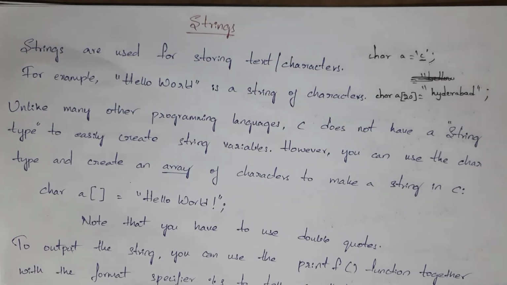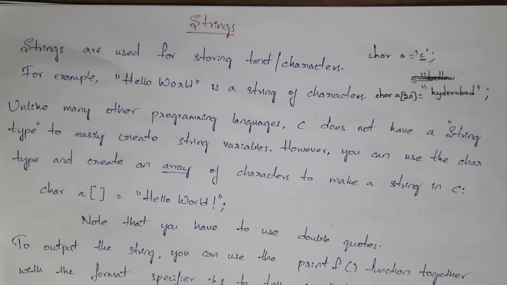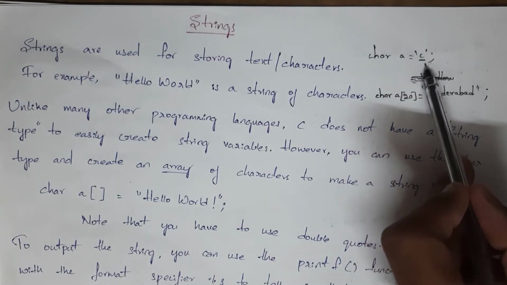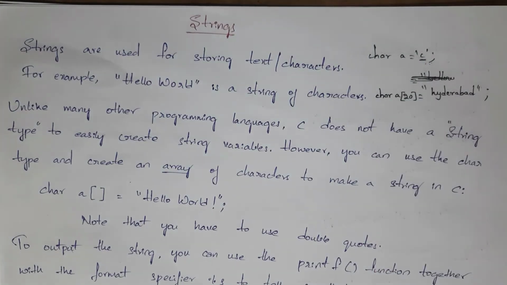For example, if you consider the character data type, by using it we can store only a single character. For example, char A equal to 'C'. We can only store a single character with the character data type. But if you want to store multiple characters in a single variable, then you need to use a string.